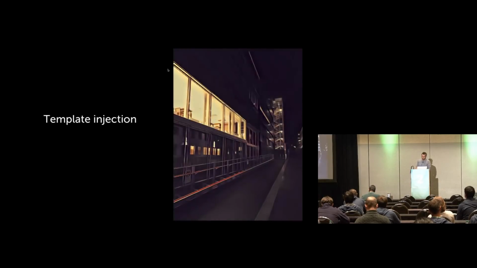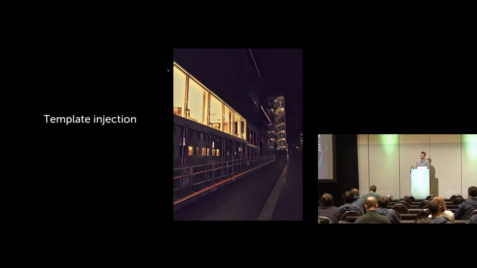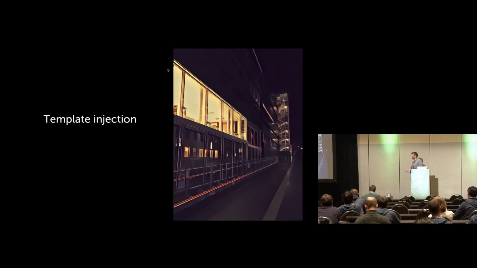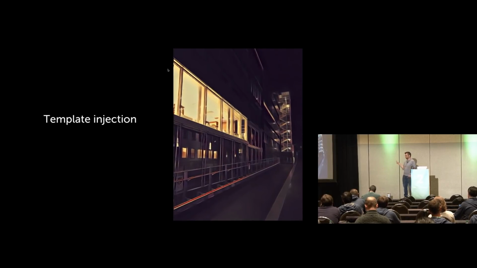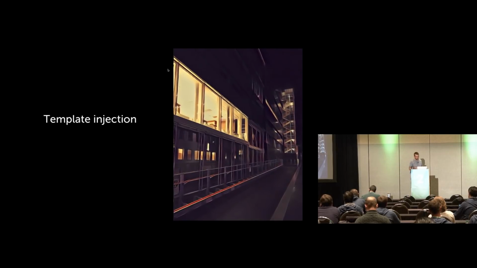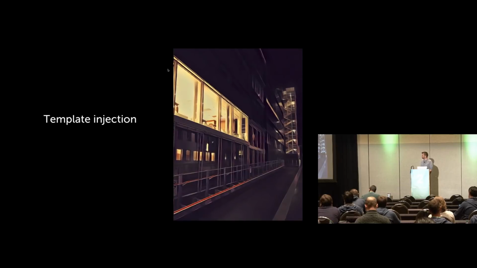So the next one is something called template injection. This wasn't listed as a specific thing in the OWASP Top 10, but the top item in the OWASP Top 10 is injection, which covers a lot of stuff. When people think about injection, they usually think about SQL injection, and this is something quite different.